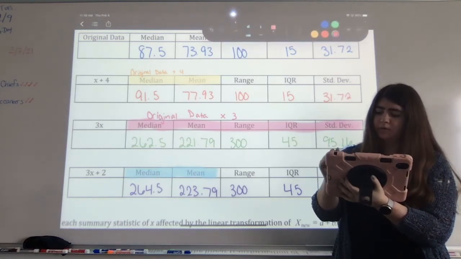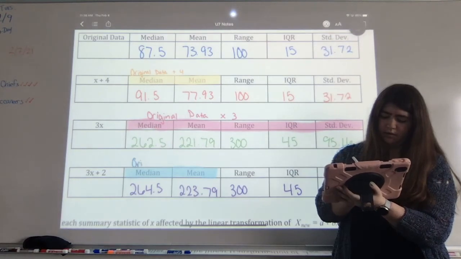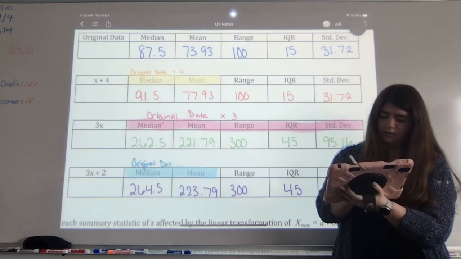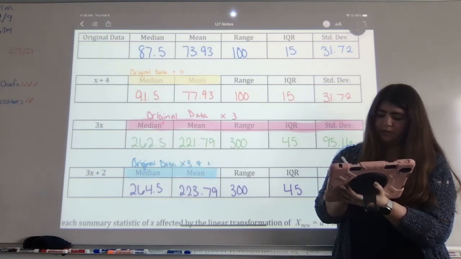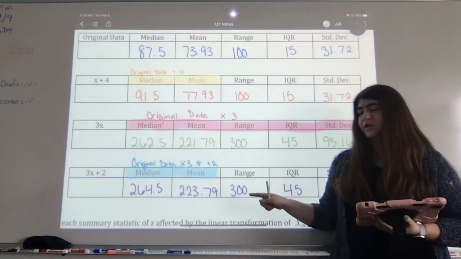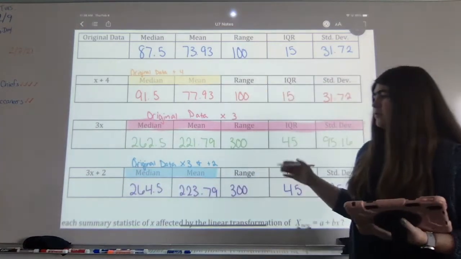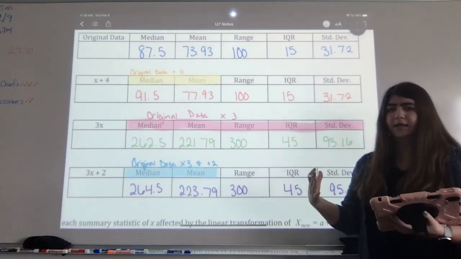So you take the original data times 3 and plus 2. And notice the multiplication piece is happening first. And that's what happened first in our data. It follows the order of operations. So you're multiplying first, then you're adding.